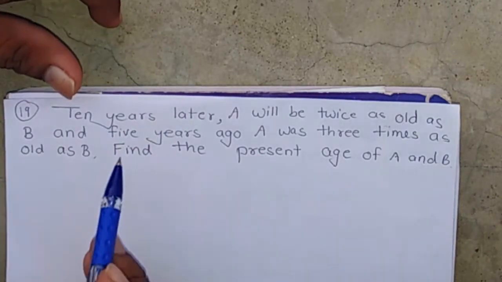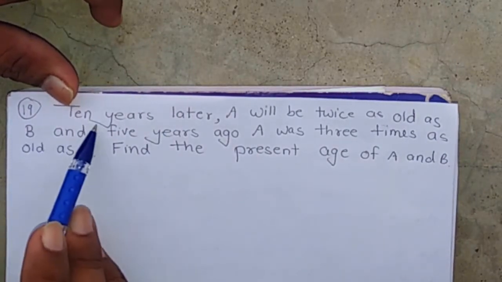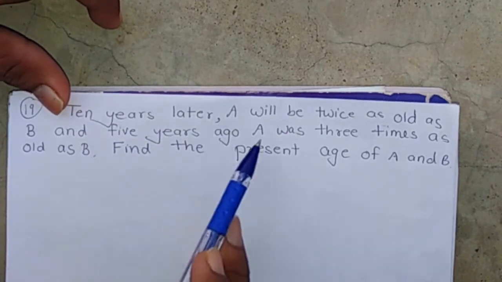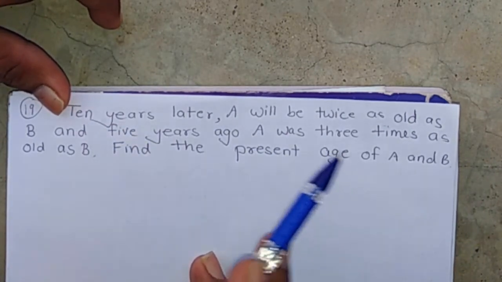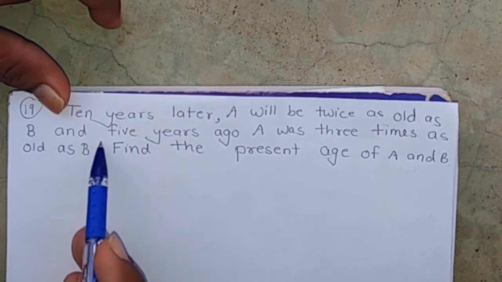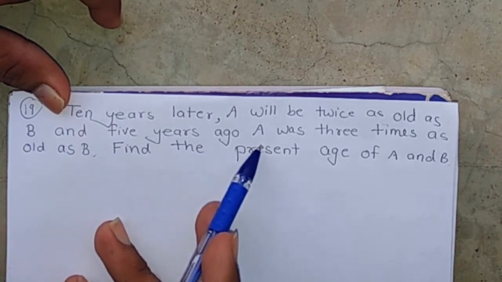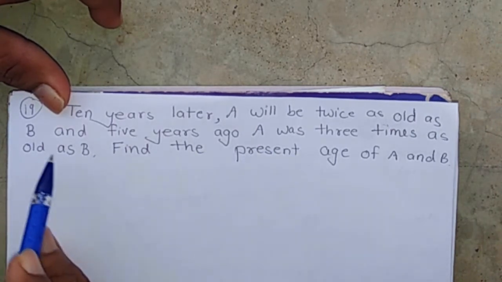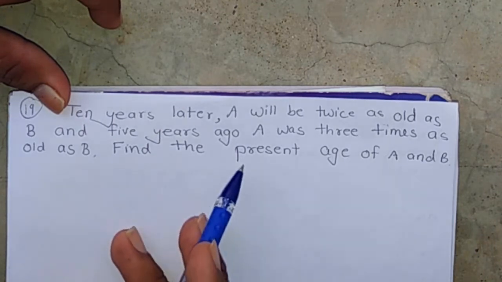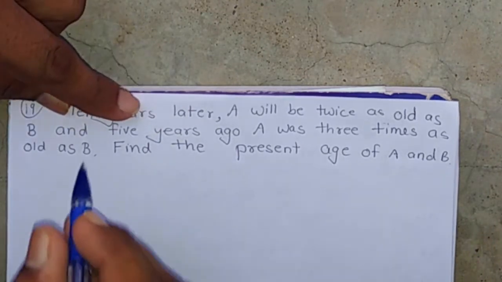Good morning class, it is question number 19. 10 years later, A will be twice as old as B. 5 years ago, A was 3 times as old as B. Find the present age of A and B.